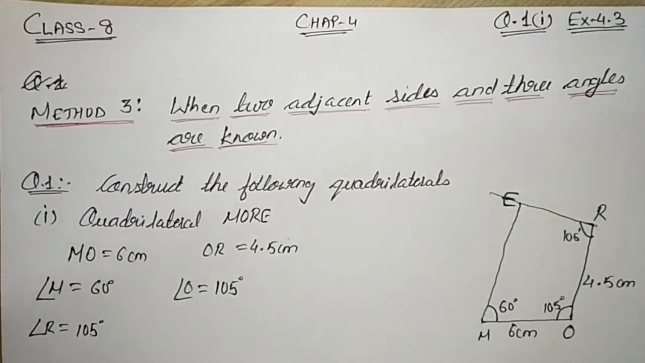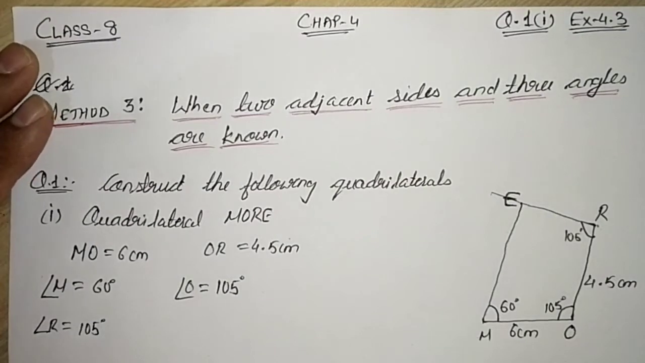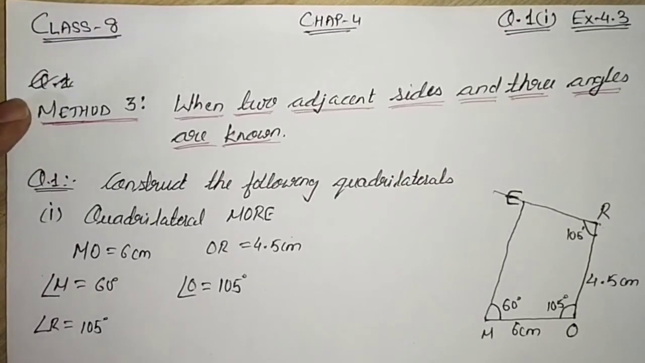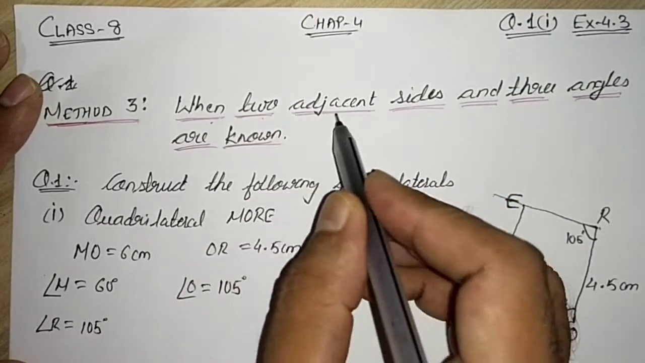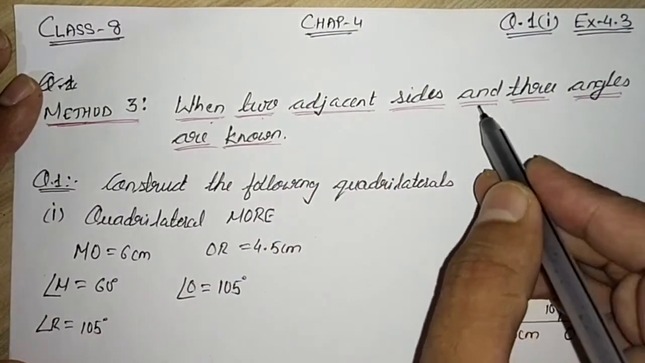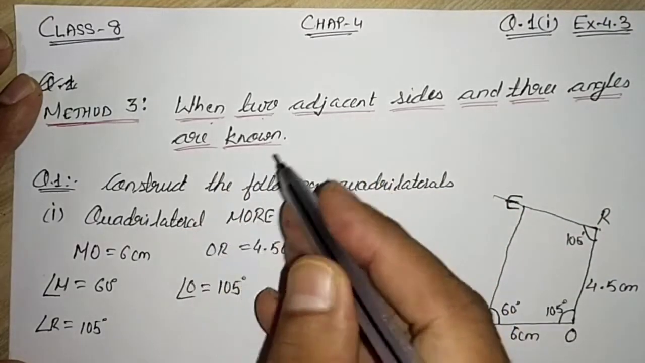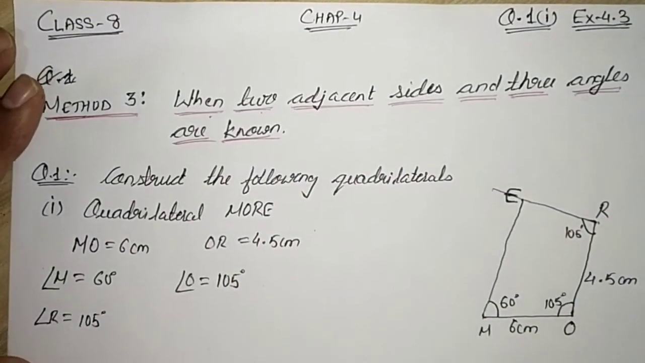Till now we have gone through two methods of constructing quadrilaterals. First was when they have given you four sides and one diagonal, then how to draw. Second was when three sides and two diagonals are given, how to draw the quadrilateral. Now the third method. In this method, when they have given you two adjacent sides and three angles are known, then how to draw the quadrilateral we are going to study.